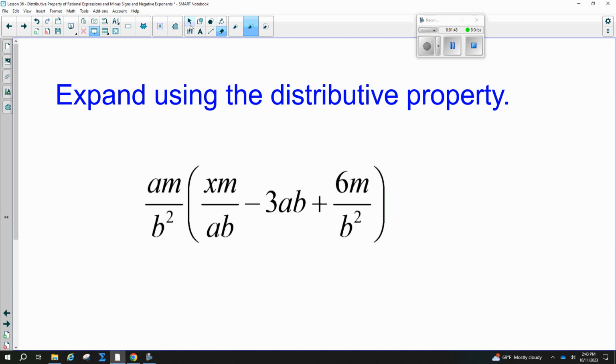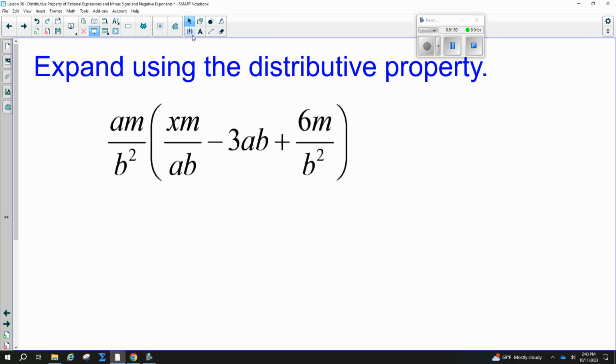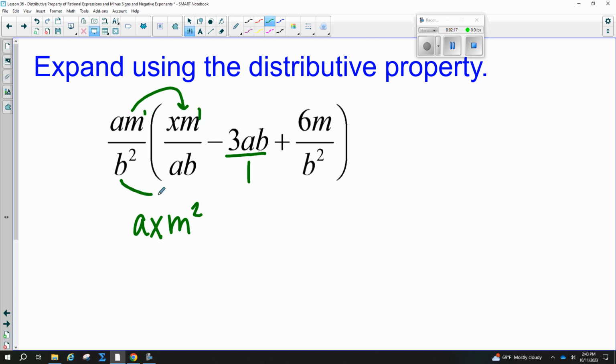This one has 3 terms. So go ahead and write this down. So in the middle here, I would put this over 1. All right, and then we're going to multiply the top to the top. So I have am times xm, which is axm squared. So just the m exponents add. All right, and then in the denominator, we're going to multiply the b squared times ab. And so this has a b to the first, and we're going to add the b exponents. So we get ab cubed minus.